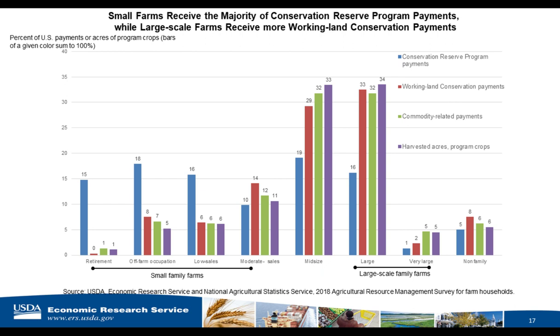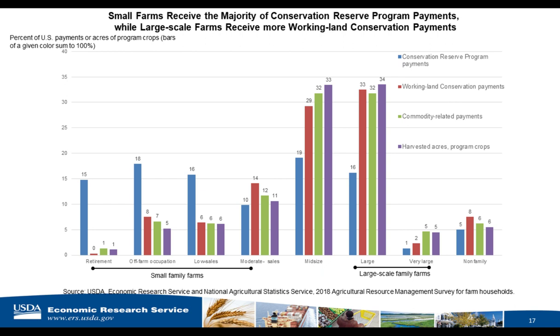CRP is targeted at conservation by taking environmentally sensitive land out of production. The bulk of these payments are going to retirement, off-farm occupation, and low-sales farms. These three groups represent 76% of total CRP payments in 2018. It's important to note that many farms receive no payments. 72% of farms received no farm-related government payment in 2018.